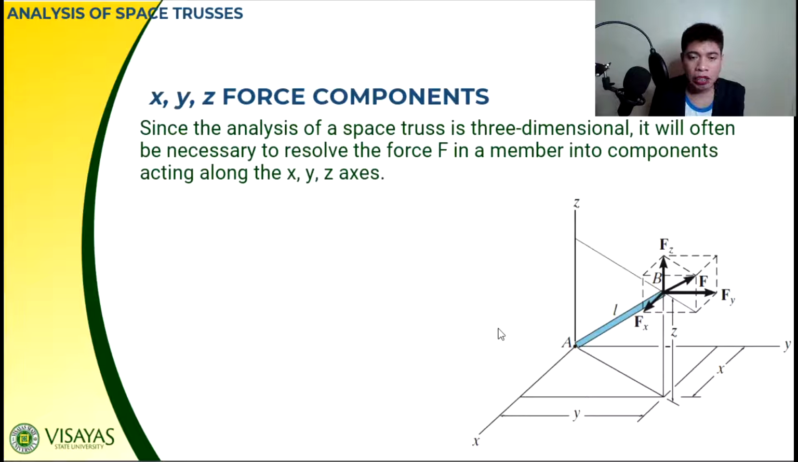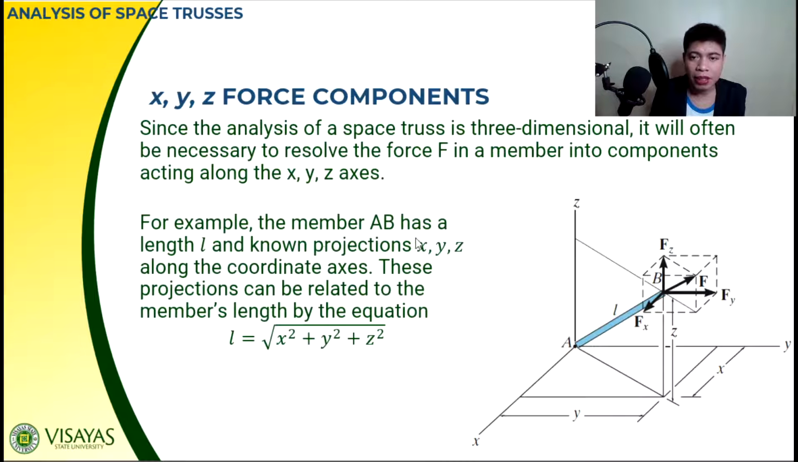Okay? So, ayun nga. For example, the member AB has a length L and projections X, Y, Z along the coordinate axis. These projections can be related to the member's length by the equation L equals the square root of X squared plus Y squared plus Z squared. Para kung lutang guys, pasensya.